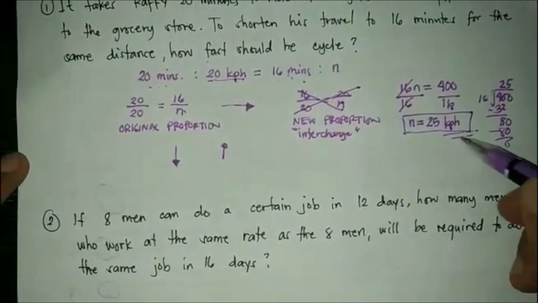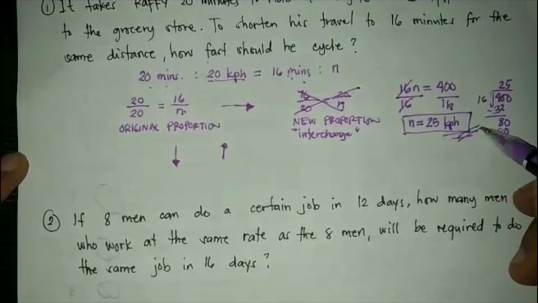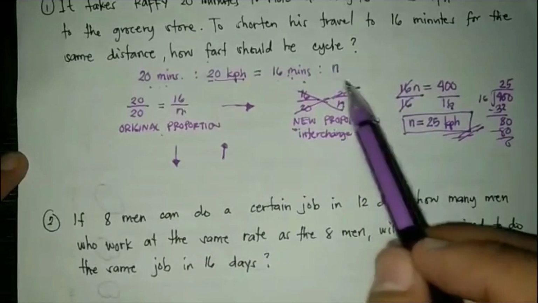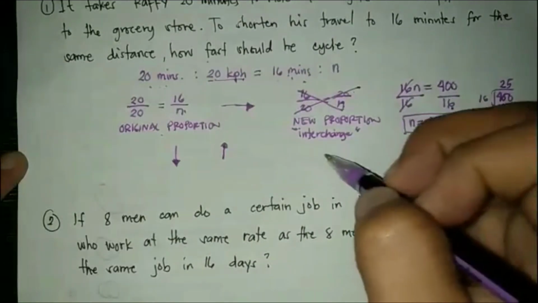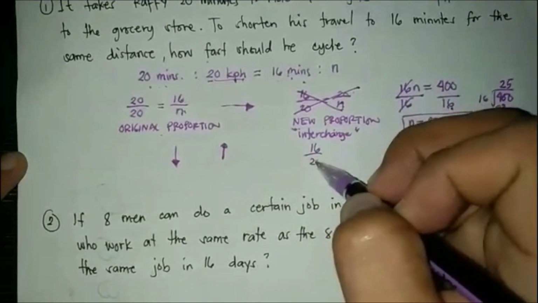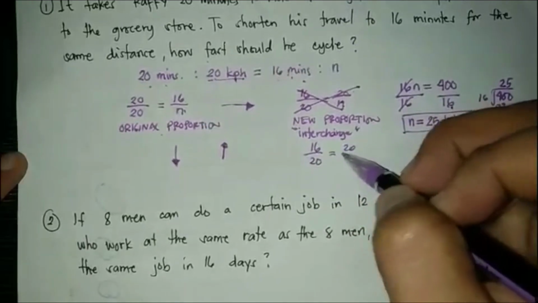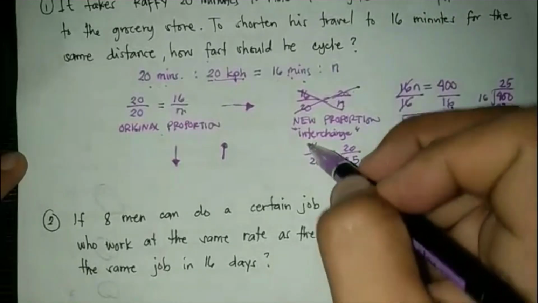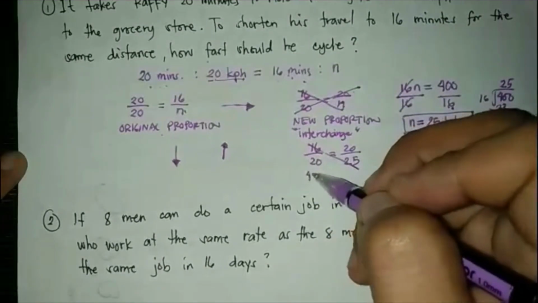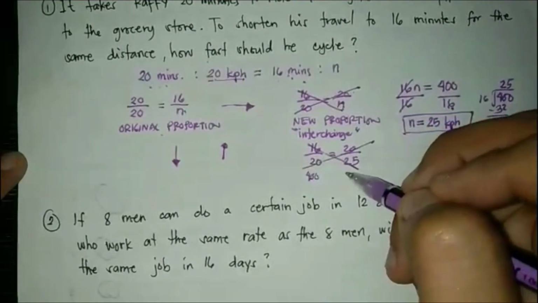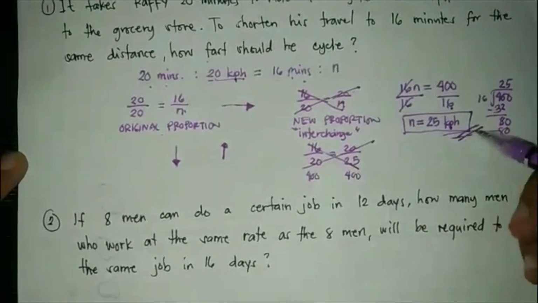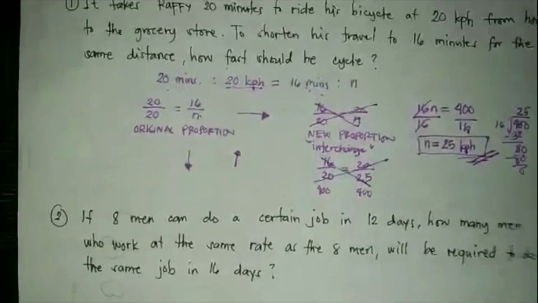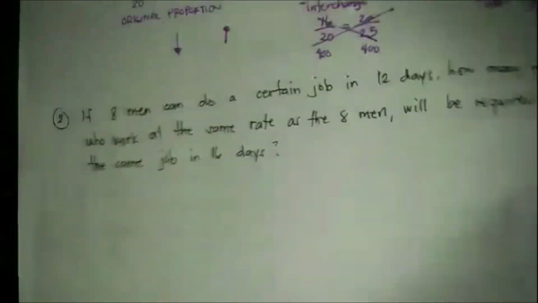Paano natin i-check? Ano yung gagamitin natin sa pag-check? Yung original ba o yung new? So, sa new tayo mag-check. 16 is to 20 equals 20 is to, ano yung n? 25. So, 16 times 25, yung sagot po dyan, 400. 20 times 20, 400. So 25 is correct. Okay, nagets? Okay, next. Number 2.